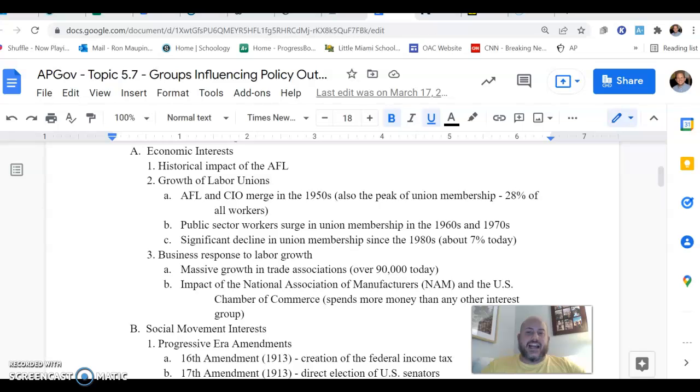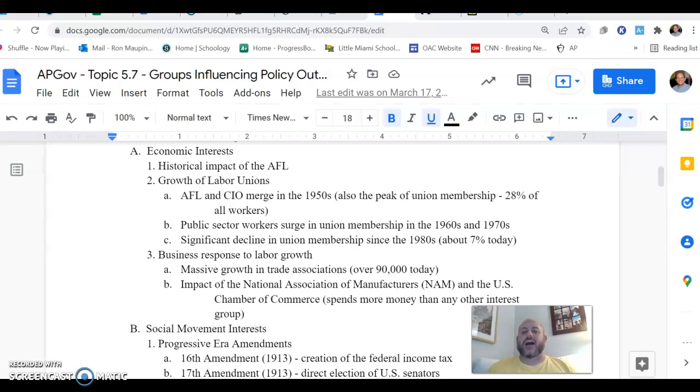As we get into the first half of the 20th century, unions will get even more powerful, probably, I would say, peaking around the 1950s or so, when the AFL will merge with the Congress of Industrial Organizations, the CIO, which will emerge as the most powerful unskilled labor union. And by the 1950s, right after World War II, you're going to see that close to 30% of all American workers will be in labor unions.